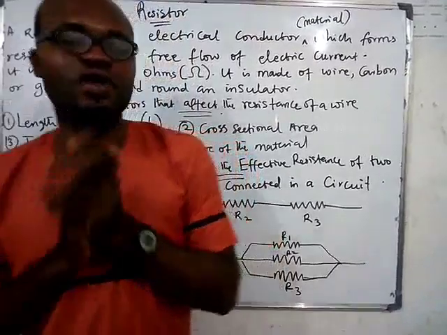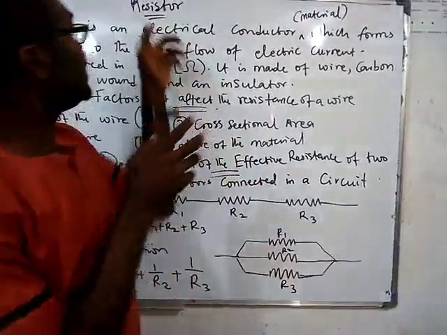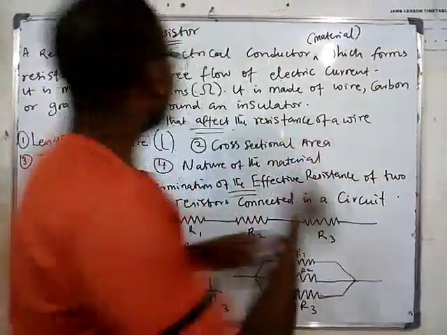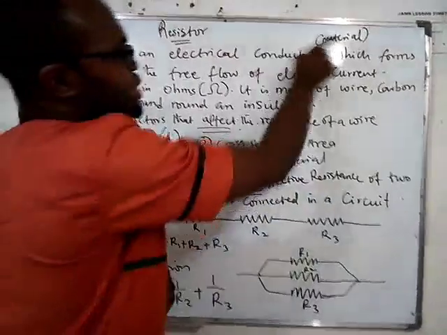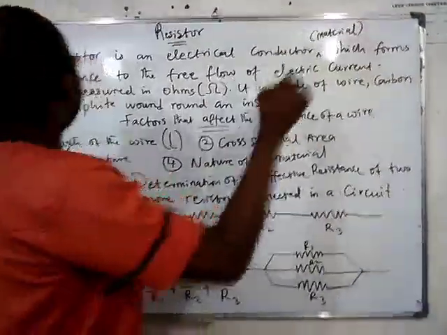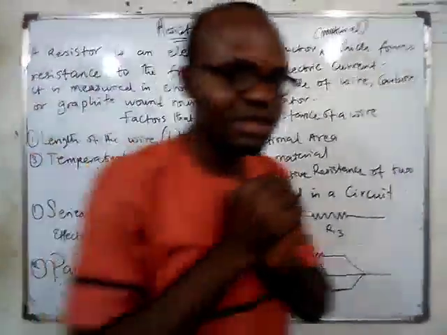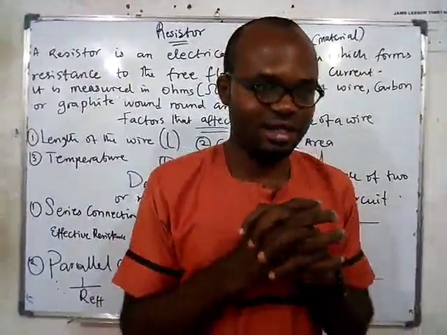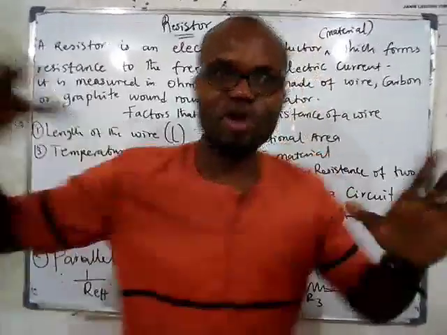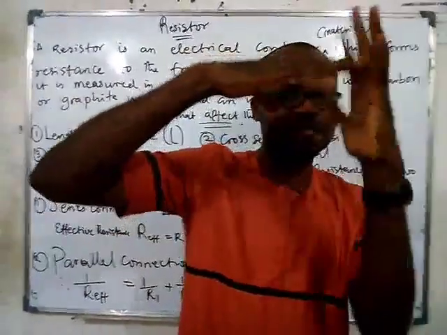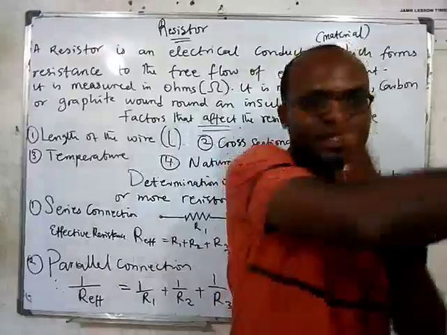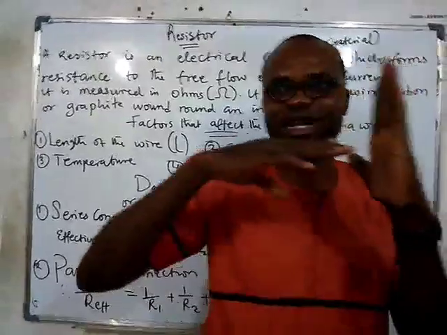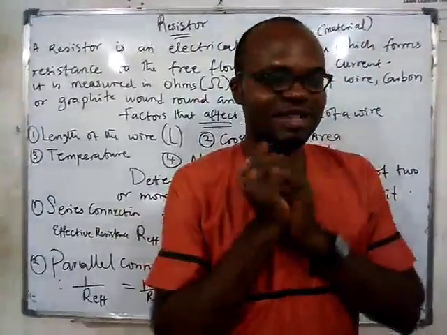So if one of those components is a resistor, what will be the work of the resistor? A resistor is any electrical material or conductor which forms resistance to the free flow of current in the circuit. You understand? Current is flowing like this. All of a sudden something is there preventing the current from flowing easily. So that thing is known as a resistor.